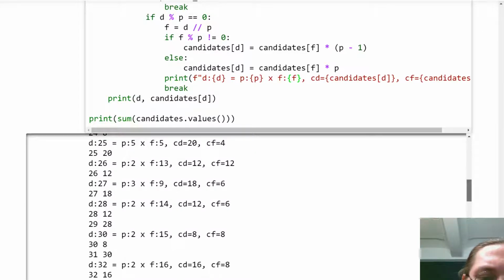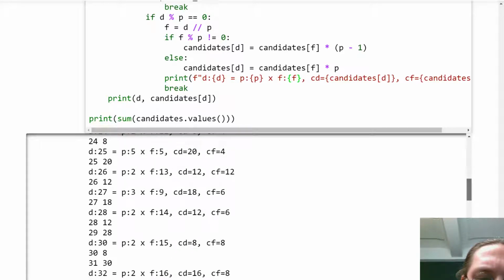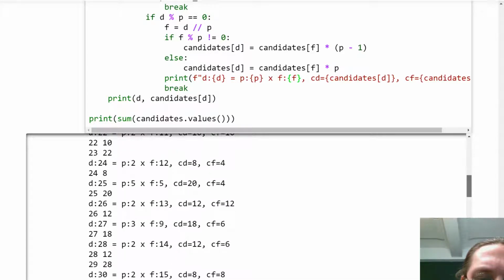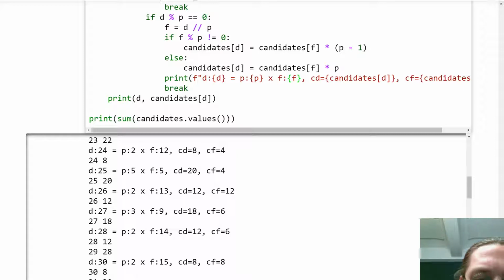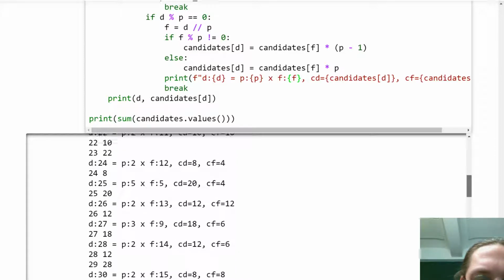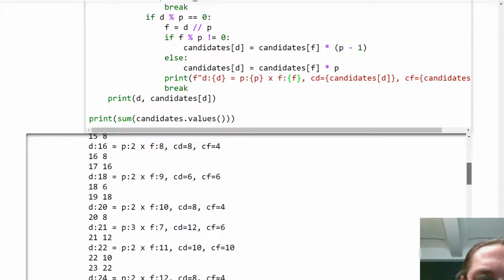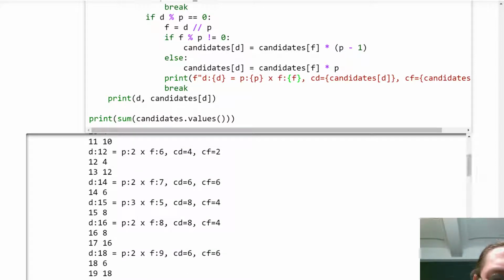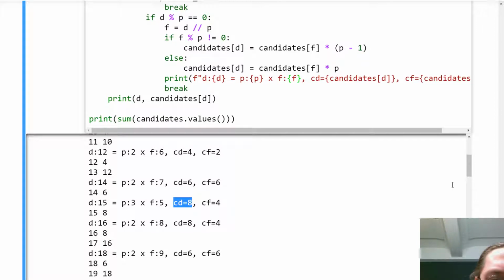Okay, but point being, CF is 8, so F of 15. When D is 15, we have CD is 8. Yeah. CD is 8. Because you took the one from 5 and you did that times 2.